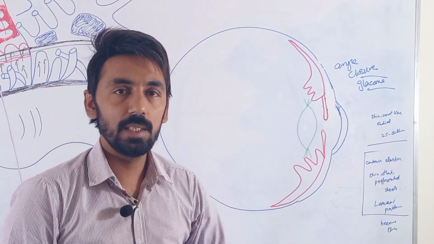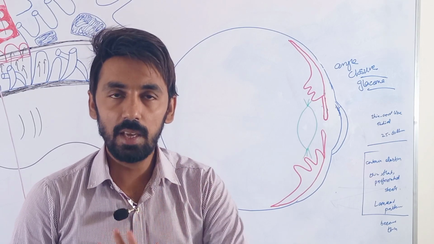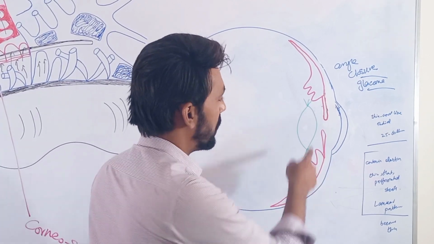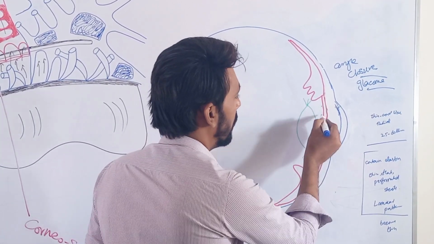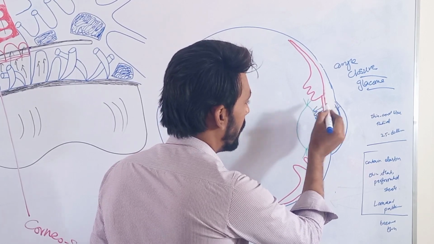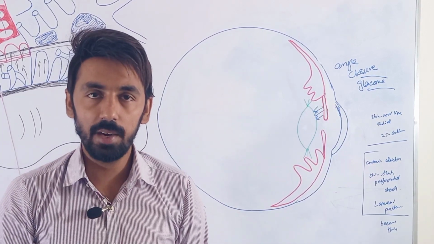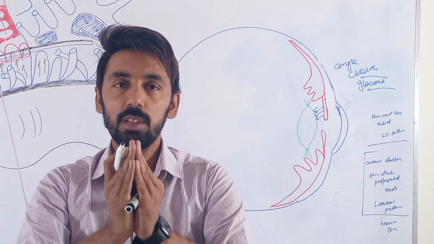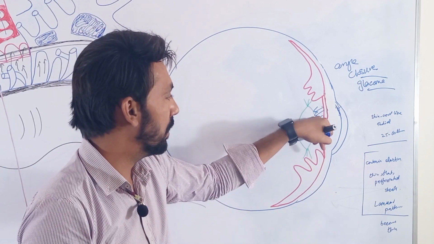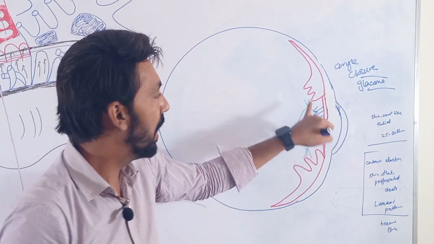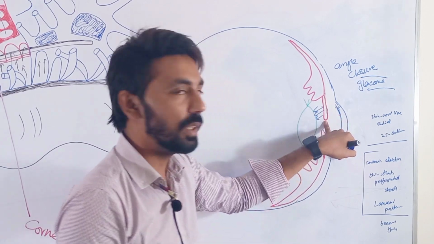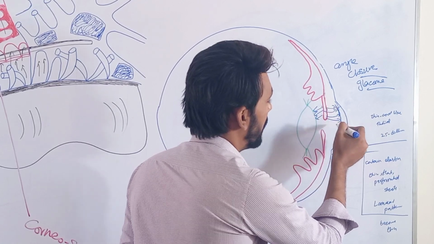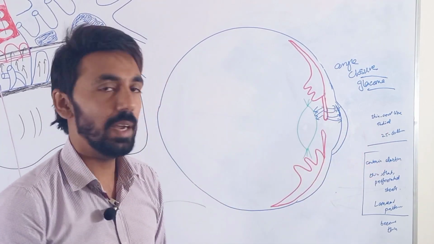Now we will discuss the synechiae, the anterior synechiae and posterior synechiae, right? I hope you know it. If this colorful structure, the iris, sticks together with the crystalline lens, this clinical condition is called the posterior synechiae, right? And if the iris sticks together with the anterior most transparent structure, the cornea, this is called the anterior synechiae.